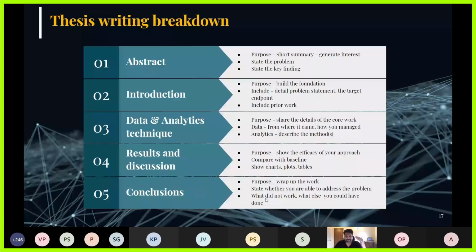After you set up the stage with the problem statement in detail, that is the time when you have to talk about data and analytics technique. You will do a lot of work when it comes to data, and with that you have to write what type of data, where you got it from, how you collected it, what you did, how you cleaned it, etc. What are the challenges that you faced, and then you have to talk about the analytics part.